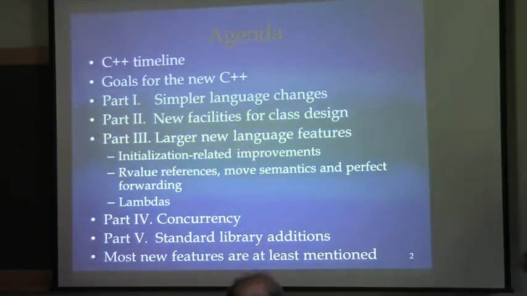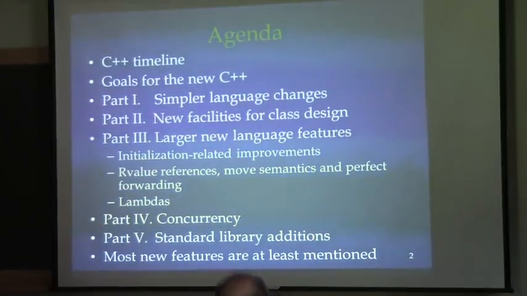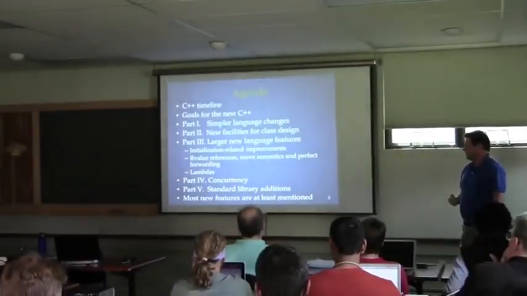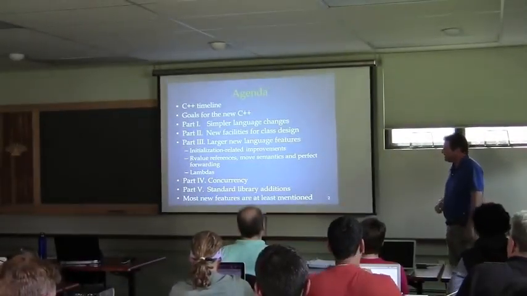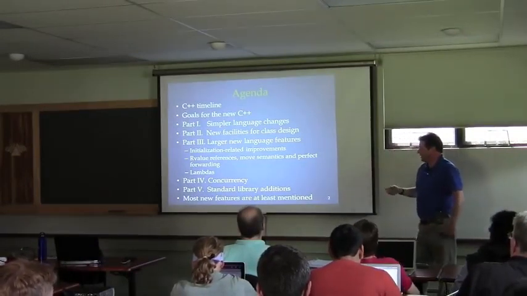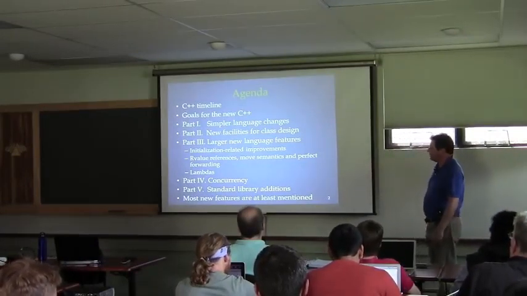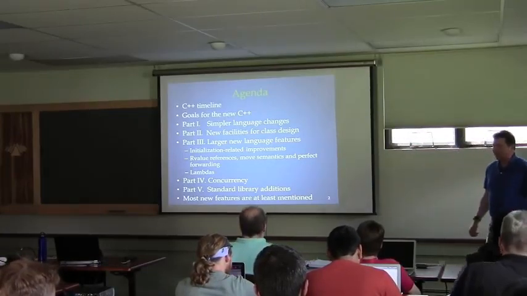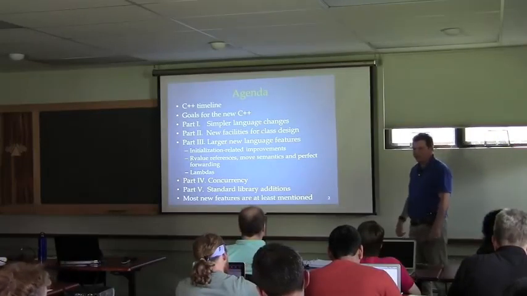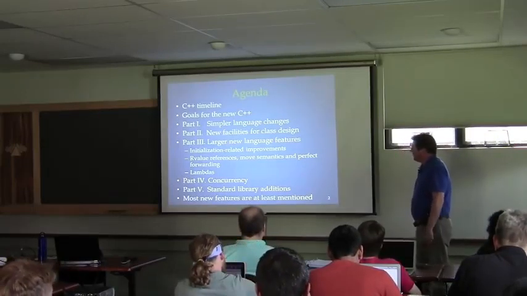So we'll look at a little history of C++. We'll take a look at what the goals that were set out for the new C++ were by the standard committee. And then we'll start delving into it. And I've broken it up into relatively simpler language features. Everything's relative. The things that are a single keyword or one facility that's not really an object-oriented facility, for example. Then new facilities for class design, specifically focused on the relationships between classes. A lot of nice facilities there.